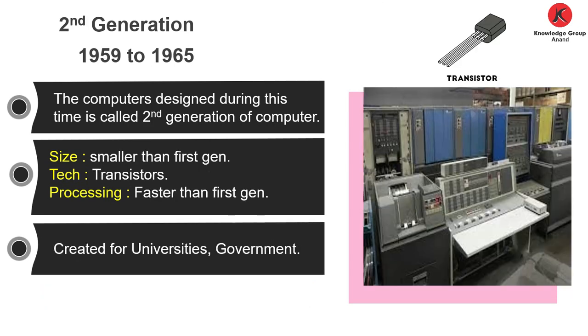Second generation. The computers designed during this time are called the second generation of computers. Smaller than the first generation in size, transistors were used. This is the size of the transistor, and processing was faster than the first generation. It was developed for universities and government offices. You can see here the second generation of the computer.